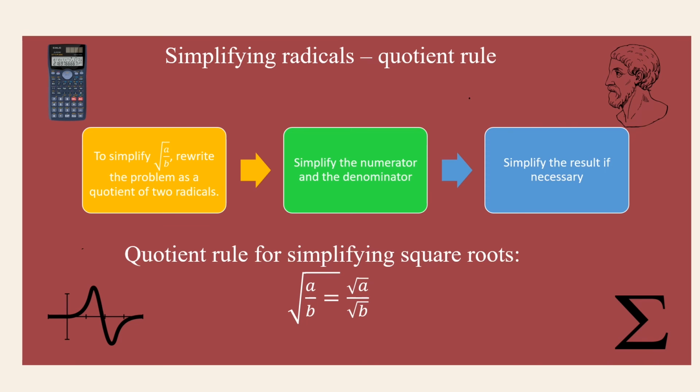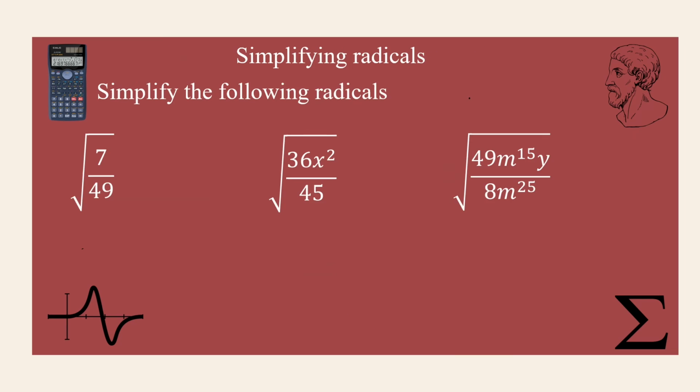Okay, simplifying radicals with the quotient rule. So sometimes you're going to simplify radicals with the quotient rule instead of the product rule. Or sometimes you're going to use a combination of both. So let's talk about this one. To simplify, when you have a fraction under the square root symbol or under the radical, you rewrite the problem as a quotient of 2 radicals. So in this one, you can see that demonstrated here. Square root of a over b is equal to square root of a over square root of b. You simplify the numerator and the denominator and simplify the result if necessary. All right. So let's continue.